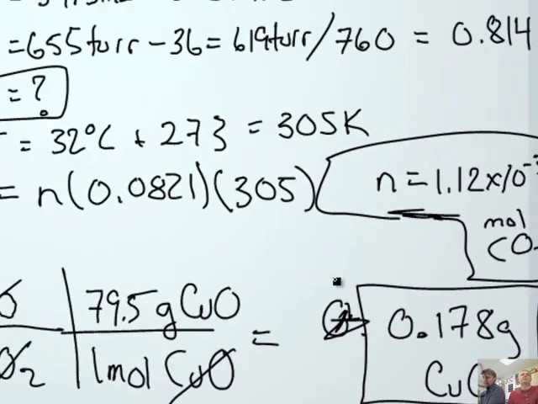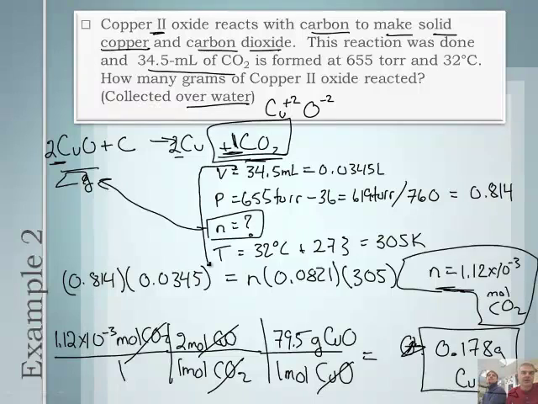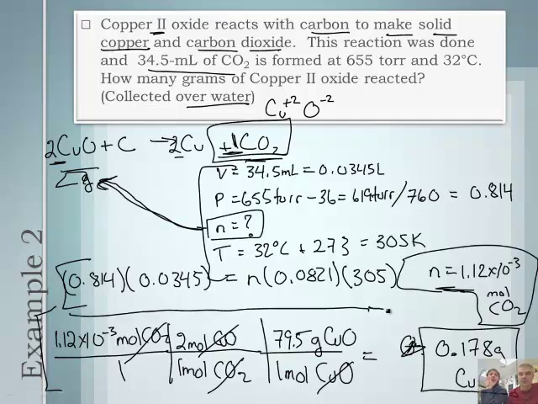So notice what we did. We did PV equals nRT, solved for n, and then took the n and did a conversion, converting the moles of carbon dioxide to the grams of copper(II) oxide. You're going to do lots of problems like this, and it's going to become second nature. We just wanted to give you 2 quick examples so you know how to do it. You may need to watch this several times.